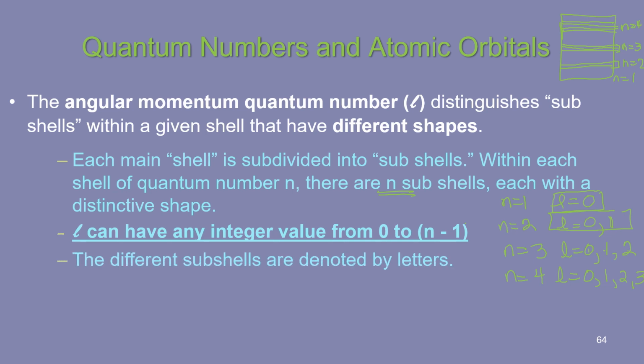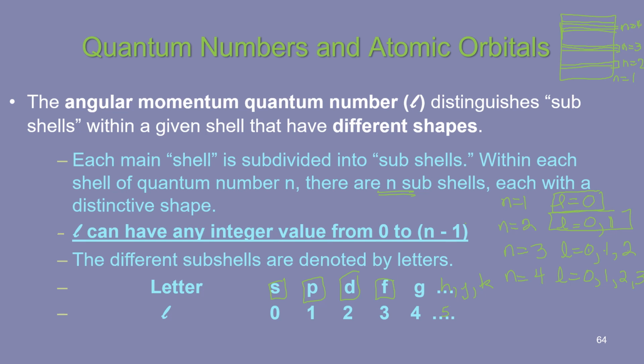Different subshells are denoted by letters. If L equals 0, I'm talking about an S. It's given a name. So if the value of L is 0, then I'm calling that an S subshell. If L equals 1, that's called a P subshell. If L equals 2, that's called a D subshell. If L equals 3, that's an F subshell, and so forth. After G, I think we skip I, H, J, K. We're not going to worry about it. We're really not going to go beyond maybe H.